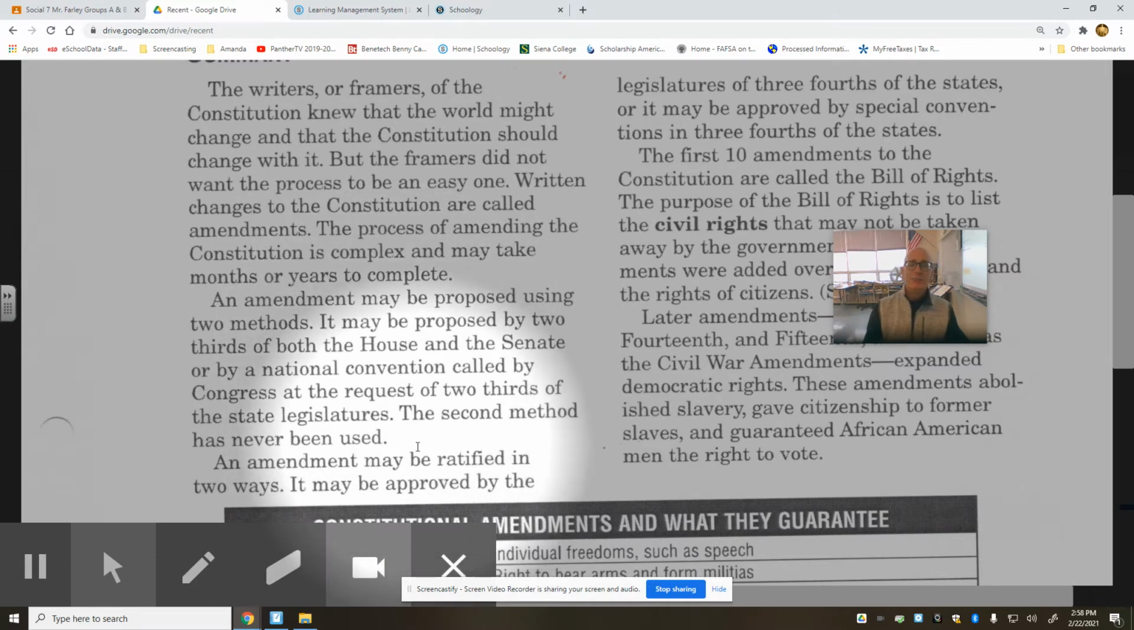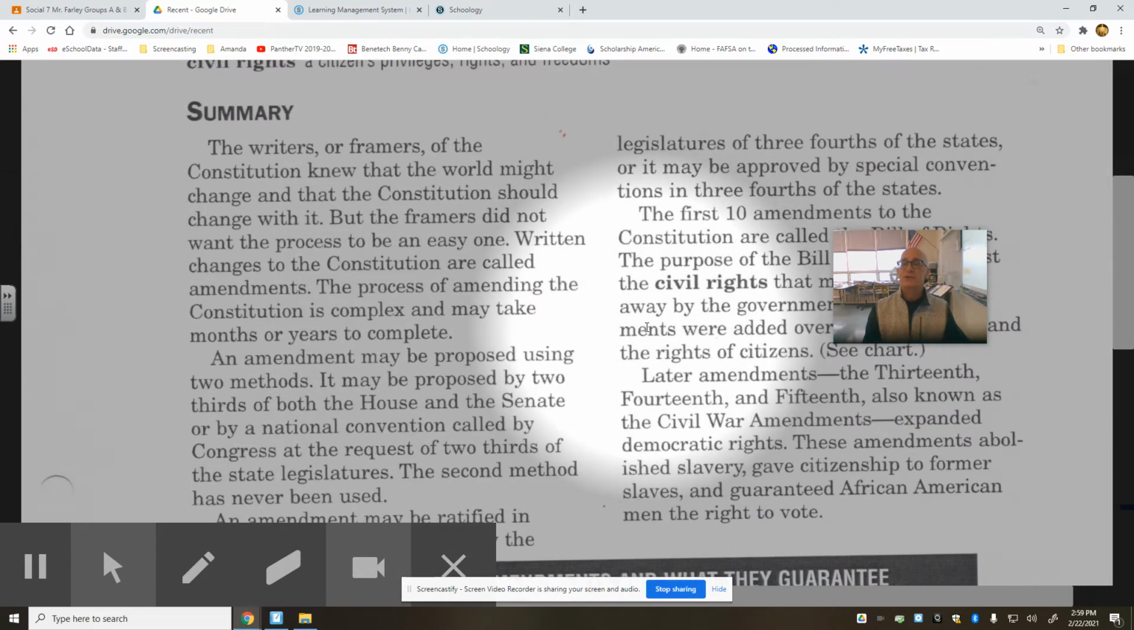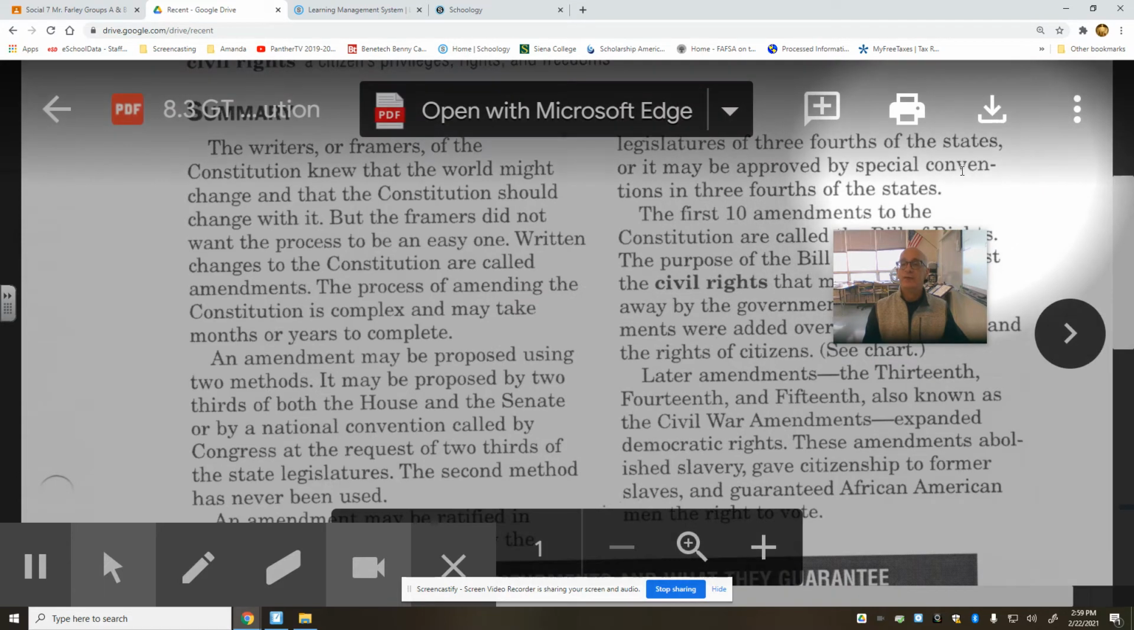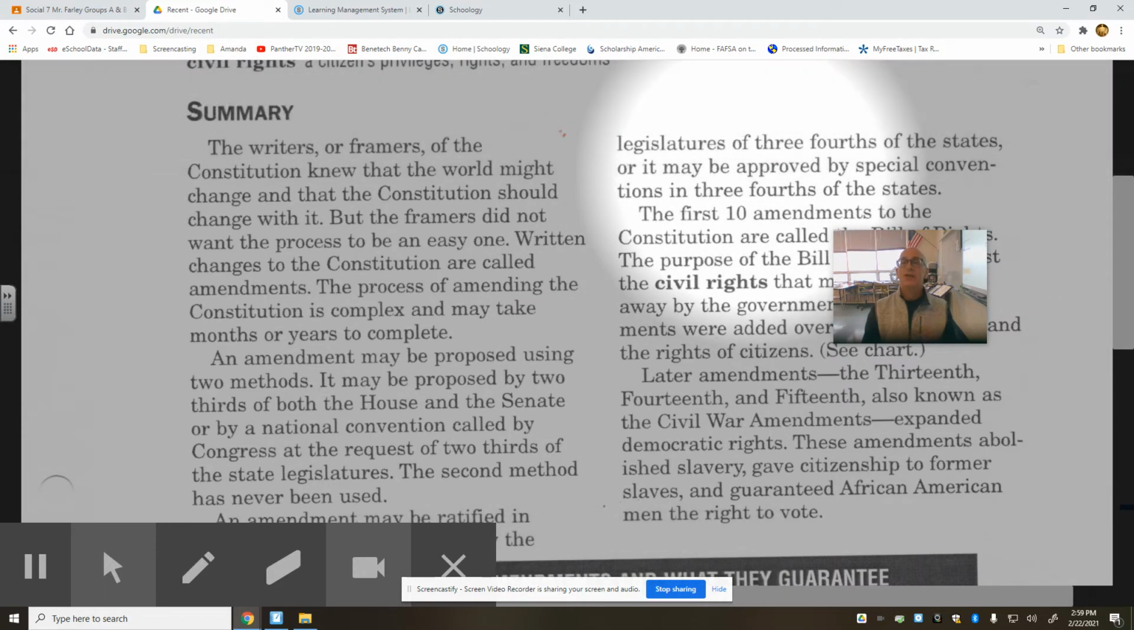All right. An amendment may be ratified in two ways. Ratified, you might recall from an earlier lesson, Chapter 7, Section 4, ratification. Ratify means to approve. So an amendment may be approved in two ways. It may be approved by the legislatures of 3/4 of the states, or it may be approved by a special convention in 3/4 of the states.